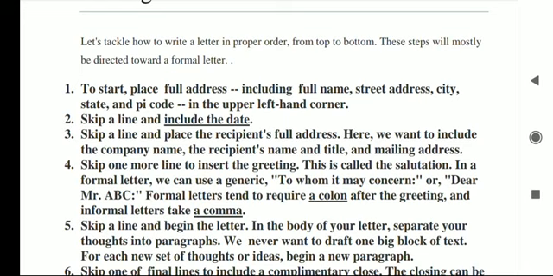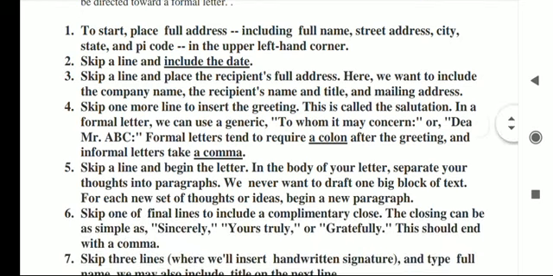Number third, skip a line and place the recipient's full address. Here we want to include the company name, the recipient's name and title and mailing address.